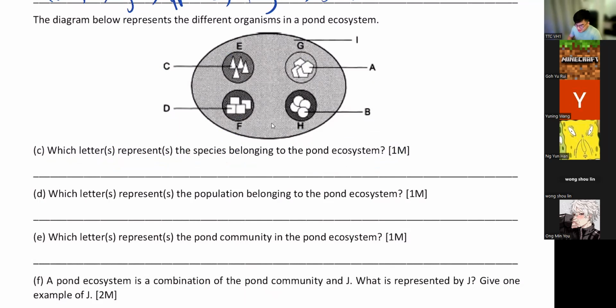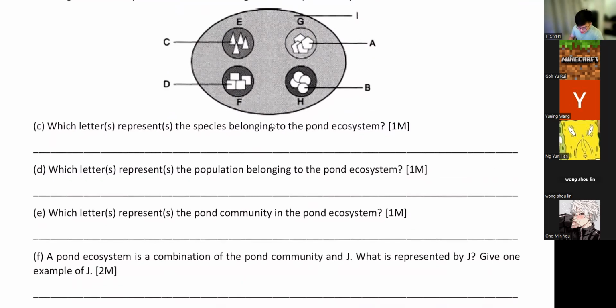That would be your A, B, C, and D, right? Because you see A is pointing to one. B is pointing to one. C pointing to one. D pointing to one. So that one is your species.